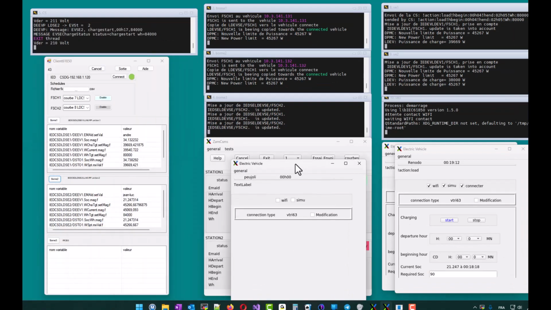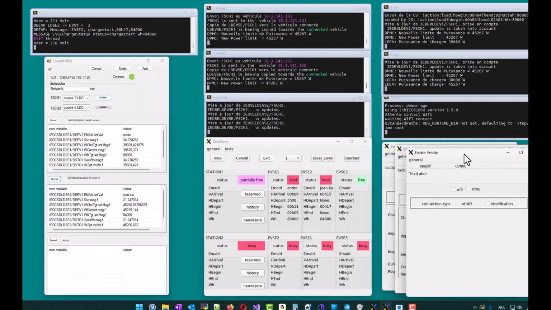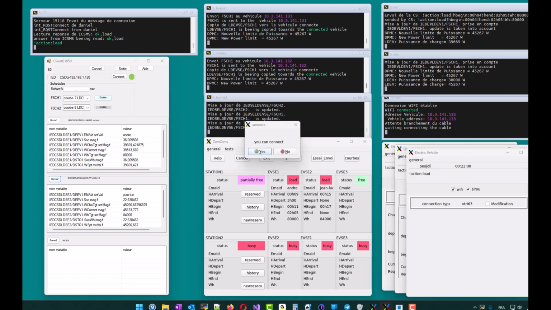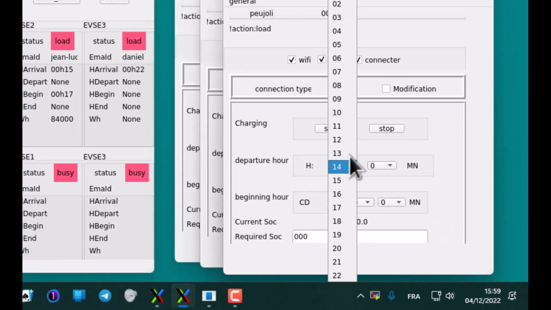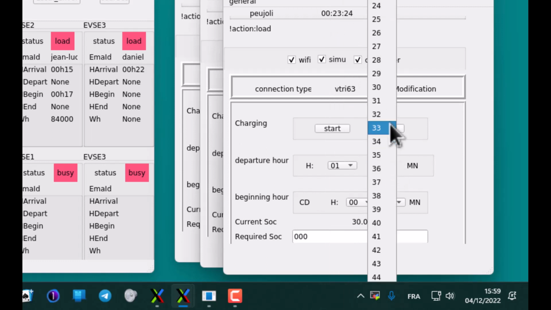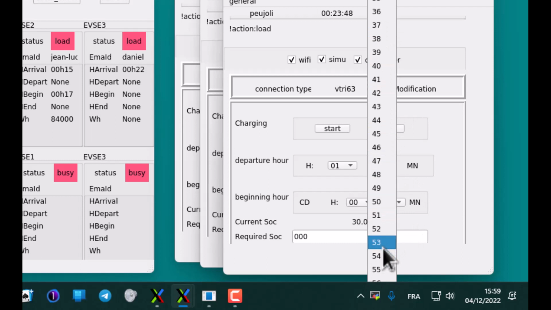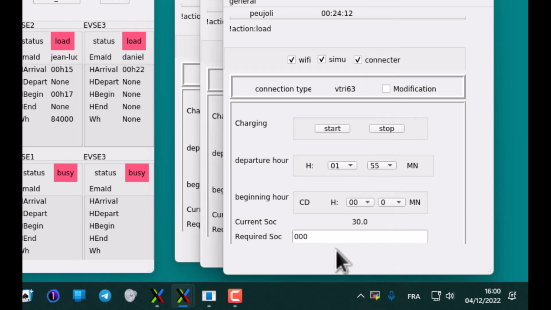A third vehicle arrives and connects to the station, then plugs into a free EVSE. Not having a pre-established contract, it specifies its request with a departure time and a target SOC. Then it begins its charging.